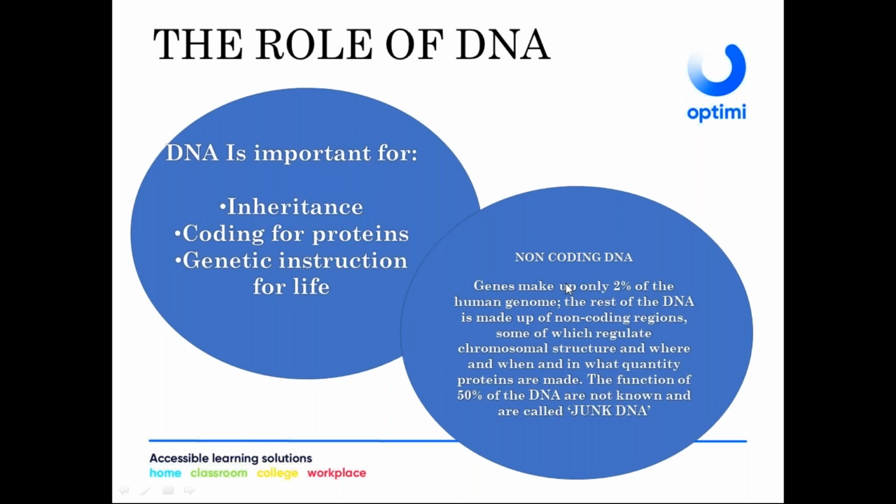Genes make up, and this is just for enrichment, it won't be asked in your exam, only 2% of the human genome. The rest of the DNA is made up of what we call non-coding regions, some of which regulate how your chromosome should look, and also how many proteins should be produced and when they should be produced. The function of much of that is not known. It does play a specific role, but it's not known, and that DNA is called junk DNA.